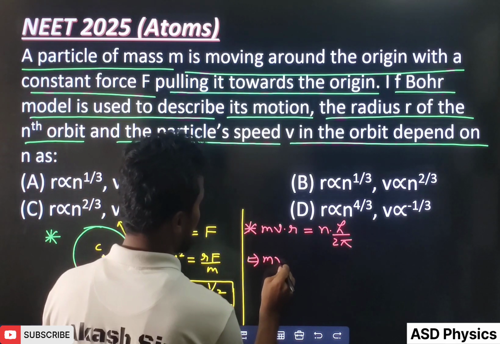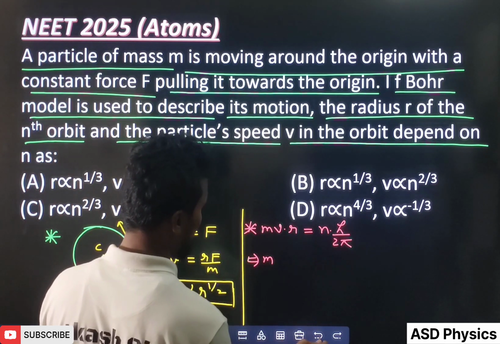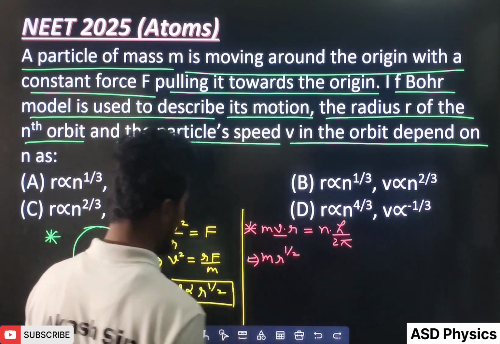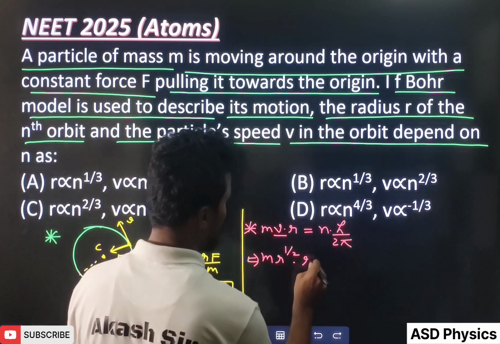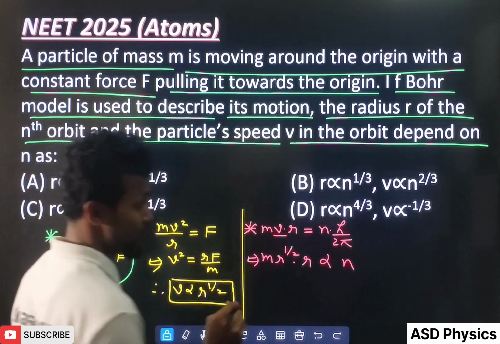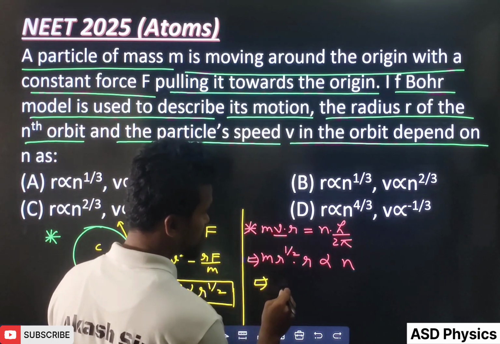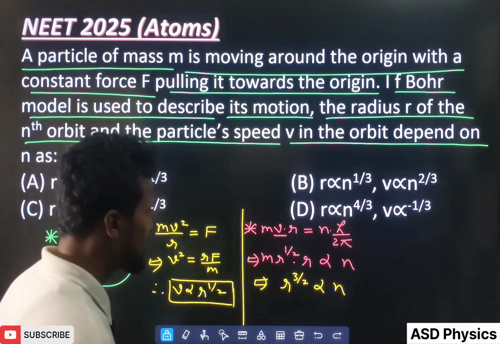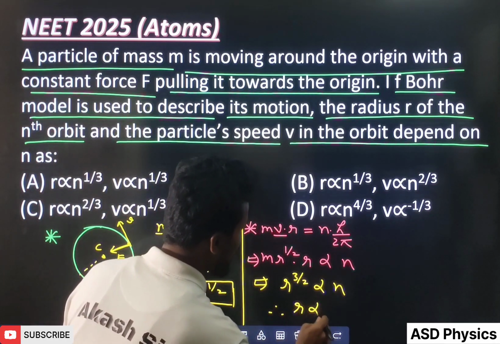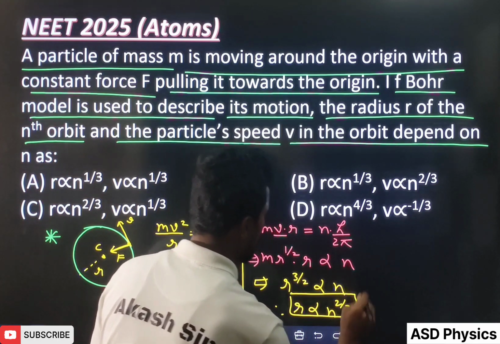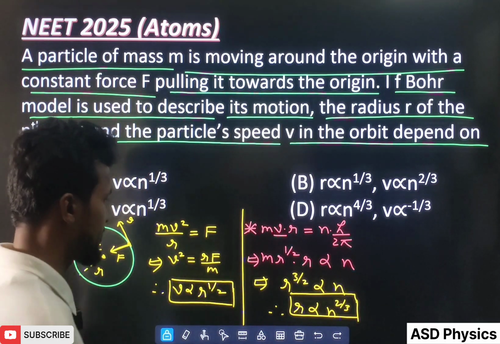And here, what is this? V means r to the power half. No, m, V means r to the power half, proportional to r, is directly proportional to n. All other things are constant. So we can write here even mass is also constant. So r to the power 3 by 2 is directly proportional to n. That means r is directly proportional to n to the power 2 by 3. On both sides you can take 2 by 3, then you can get here.